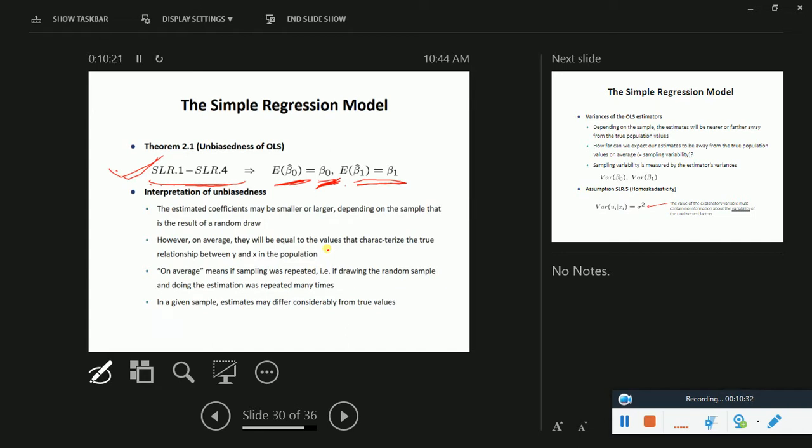The World Bank dataset is extremely neat and clean. They have assumed all these 4 conditions, otherwise a lot of people would not be using their dataset. On average means that if the drawing of the random sample and the estimation were repeated many times. Again, they are just reiterating the point that in a given sample, estimates may differ considerably from the true values. You can mention this when you are writing your term paper, right?